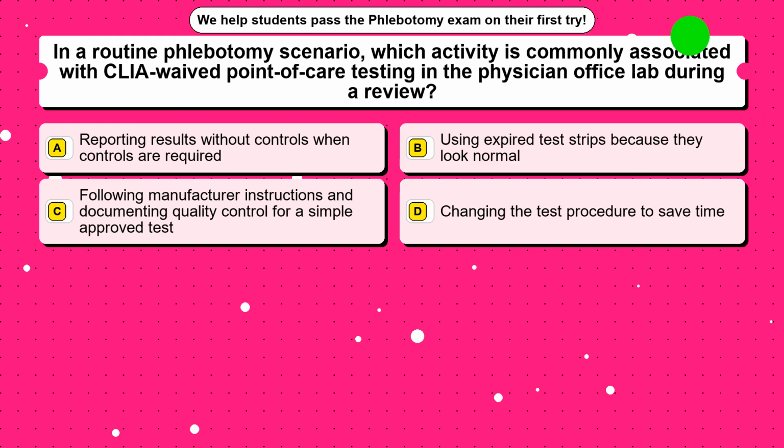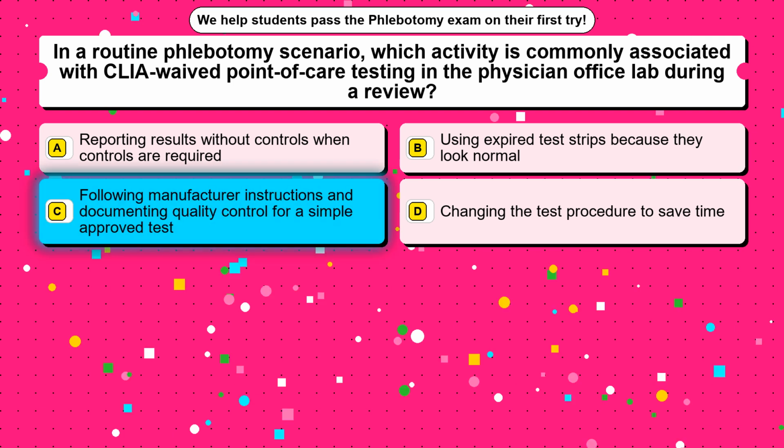Question 80. In a routine phlebotomy scenario, which activity is commonly associated with CLIA waived point-of-care testing in the physician office lab during a review? Option A. Reporting results without controls when controls are required. Option B. Using expired test strips because they look normal. Option C. Following manufacturer instructions and documenting quality control for a simple approved test. Option D. Changing the test procedure to save time.